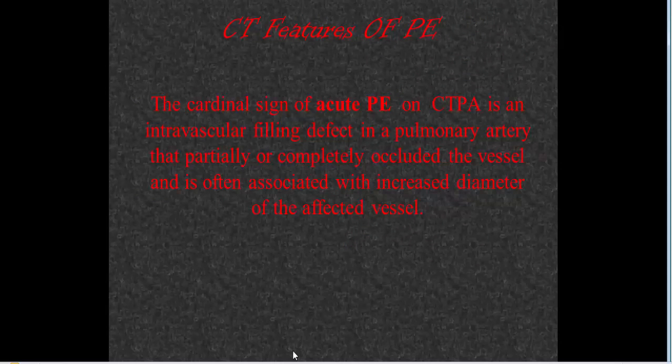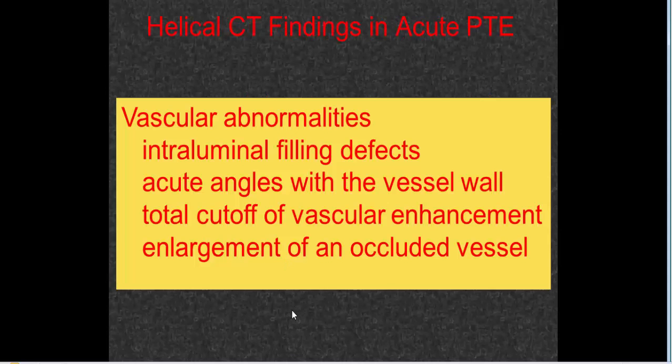CT features of pulmonary embolism. The cardinal sign, this is our take-home message for pulmonary embolism in CT pulmonary angiography, is an intravascular filling defect in a pulmonary artery that partially or completely occludes the vessel and is often associated with increased diameter of the affected vessel. What is the helical CT finding of acute pulmonary embolism? This is the target of our lecture.